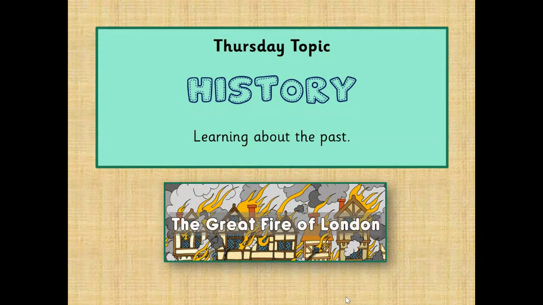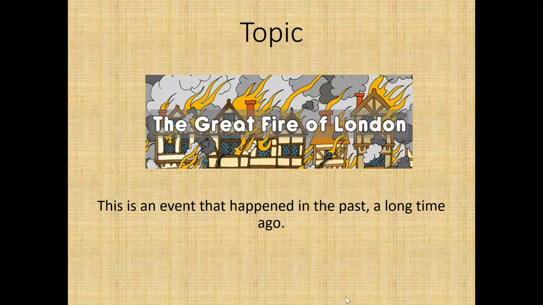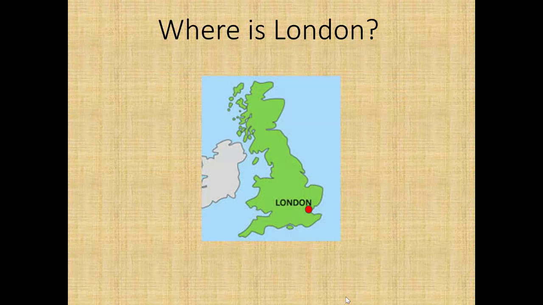Now then, in our topic, we're doing a history topic. We're learning about the past. And we will, believe it or not, be learning about the Great Fire of London eventually. This week, we are going to be thinking about London. So we're going to be thinking about modern London, what London is like today.